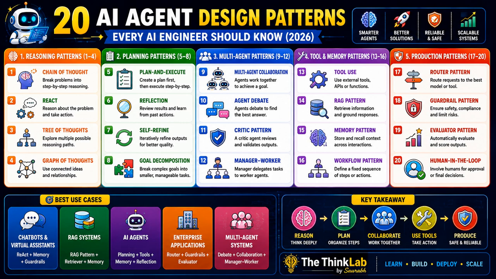Now we are moving to point number 16, the workflow pattern. The workflow pattern defines a fixed sequence of actions. For example, read the data, analyze the data, generate the output, and save the result. So this makes the AI system more reliable and predictable, right?